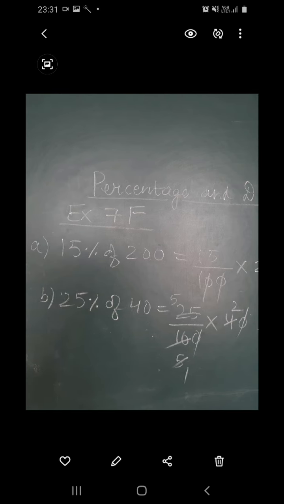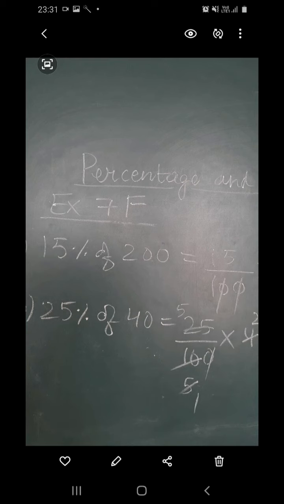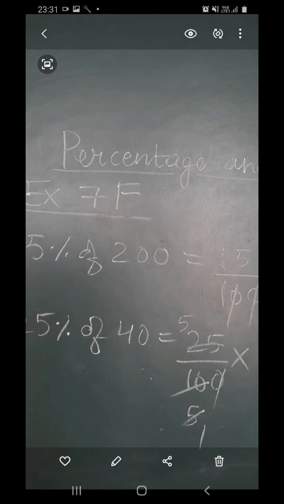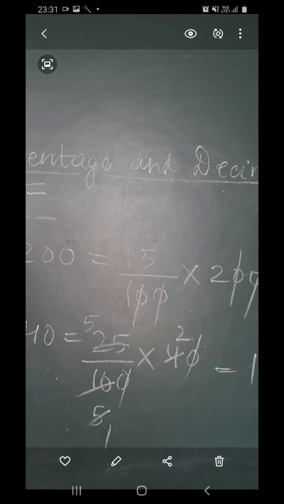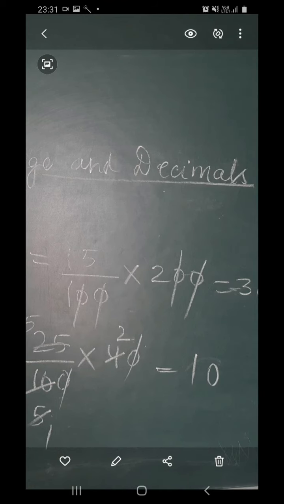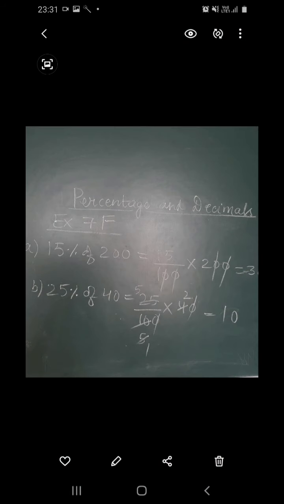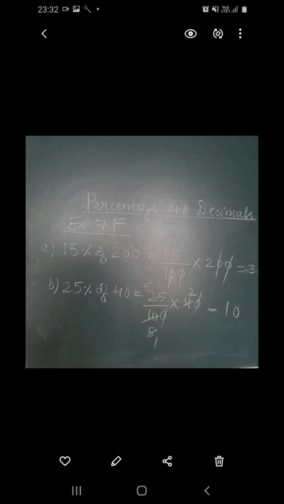Now option number B, it is 25% of 40. Again 25% will be written in the form of fraction as 25 upon 100. Of 40 means multiplied by 40. So 1 zero will be cancelled. Then 2 2s are 4, 2 5s are 10. Now 5 1s are 5, 5 5s are 25. And now 5 2s are 10. So the final answer is 10. Okay students. So I hope you must have understood this question also.